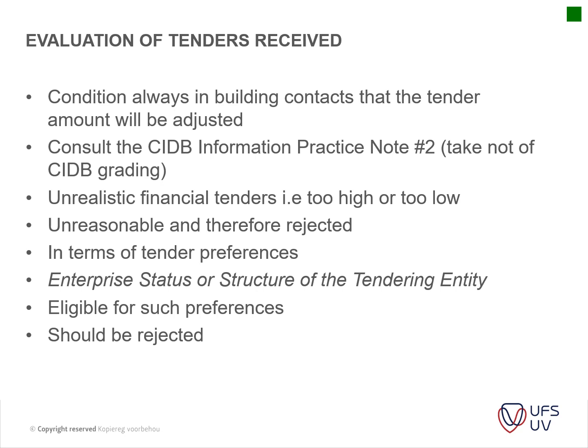Then evaluation of tenders received. There are always conditions in building contracts that the tender amount should be adjusted. This is what I was talking about. So these are the types of conditions. Consult the CIDB information practice note 2. This is just a note for you for future reference. Unrealistic financial tenders, i.e. too high or too low, are identified.